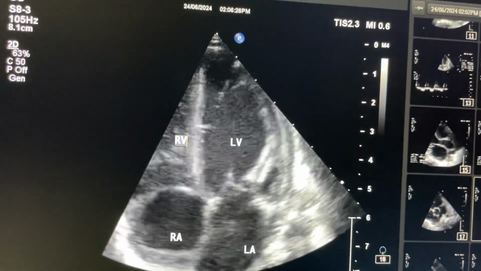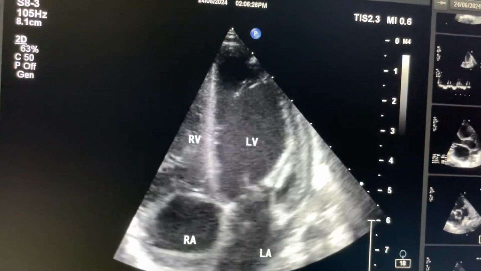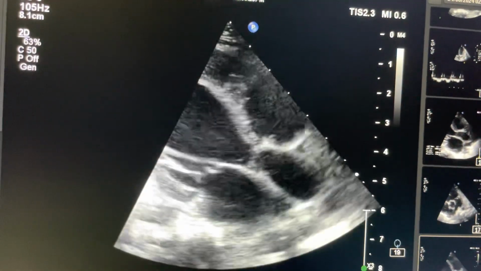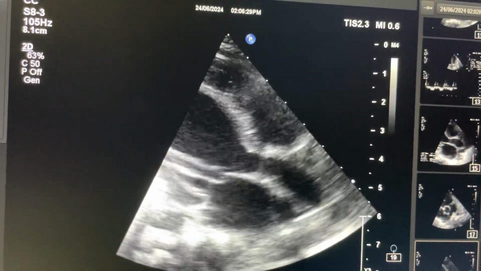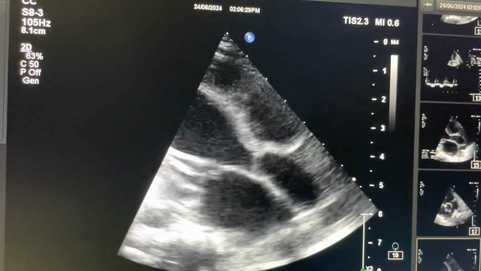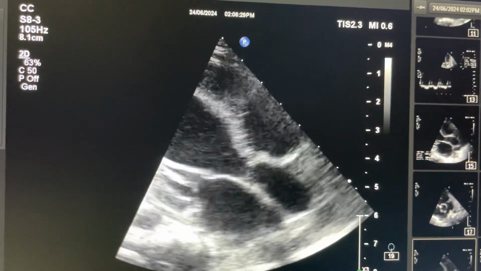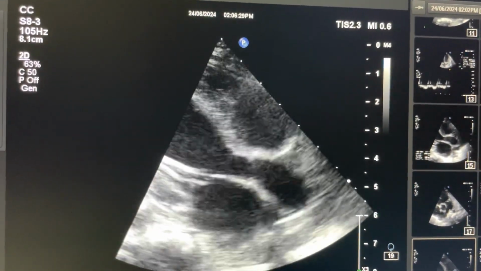But this case has got a different thing. That is why I have made this video. You see the aortic valve is not opening fully. It's opening very little.